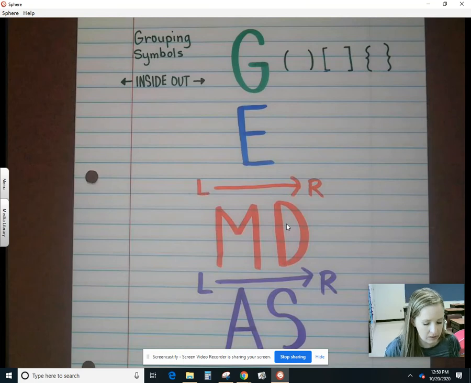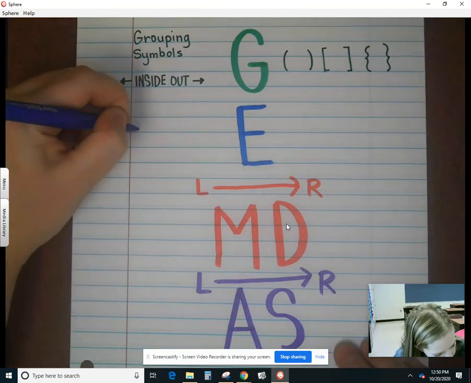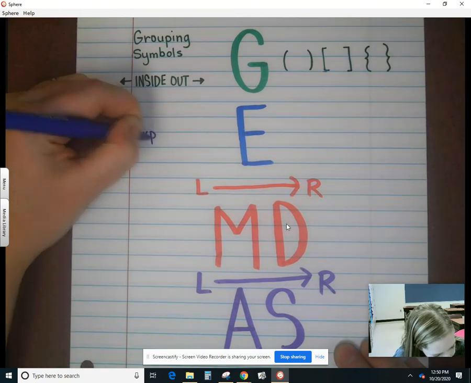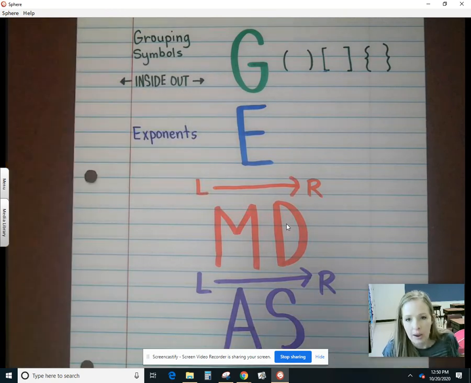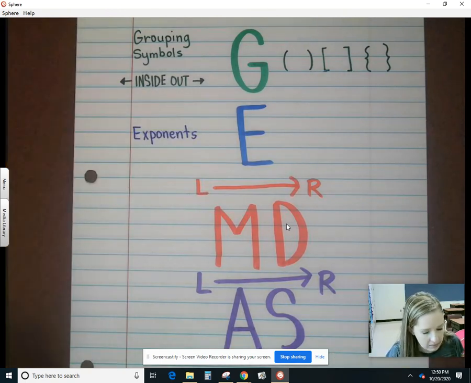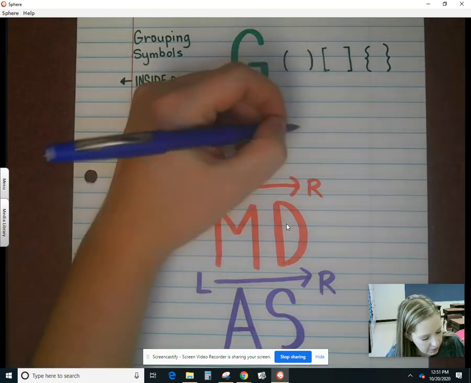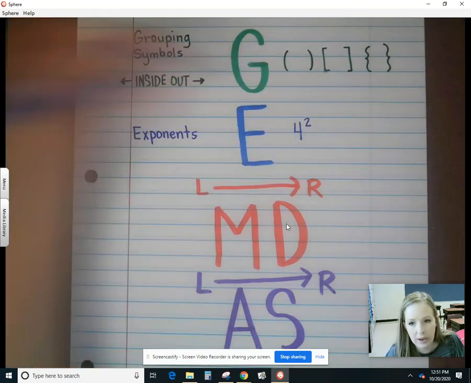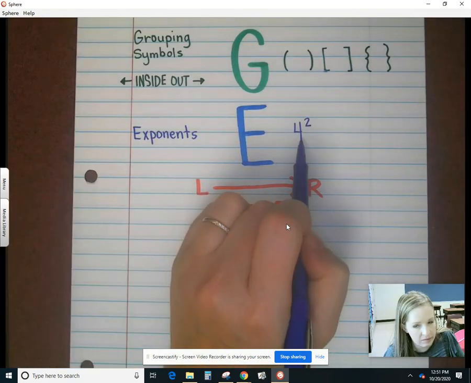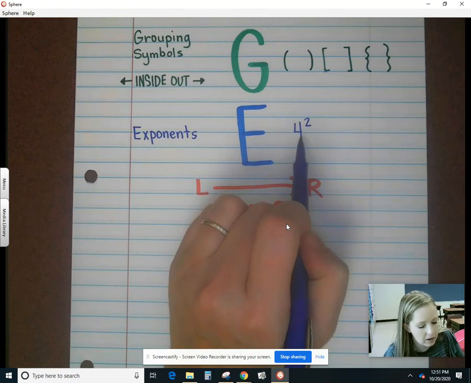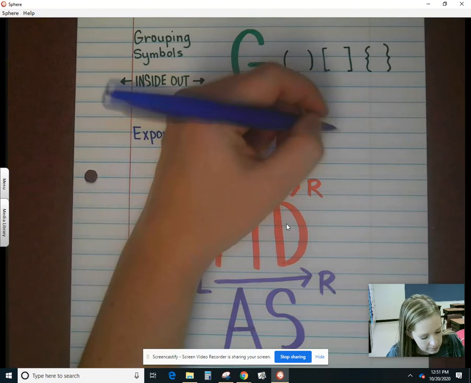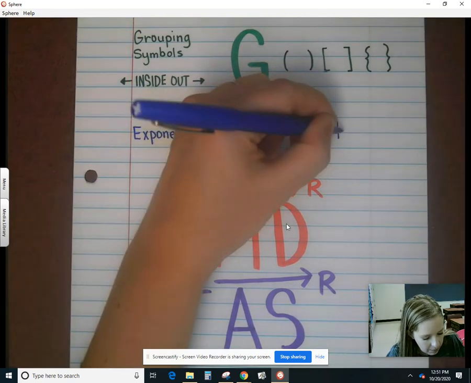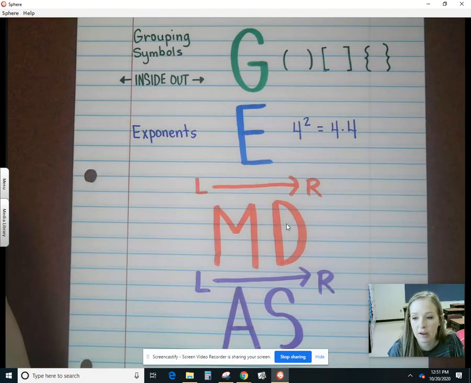Once you've worked anything that's inside grouping symbols, you move to the next step, which is exponents. Exponents is a place where people mess up because they forget the rules for exponents. So remember, if we had 4 to the second power, 4 is our base, that's what's being multiplied. 2 is our exponent, that tells us how many times to multiply. So 4 to the second power is the same thing as 4 times 4.